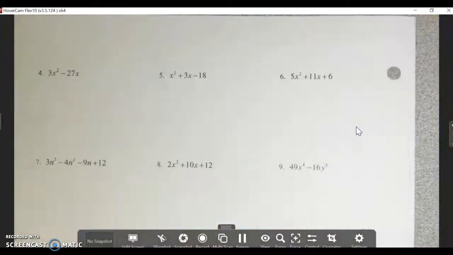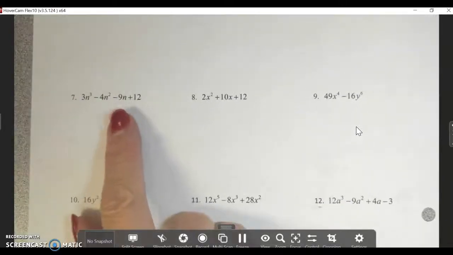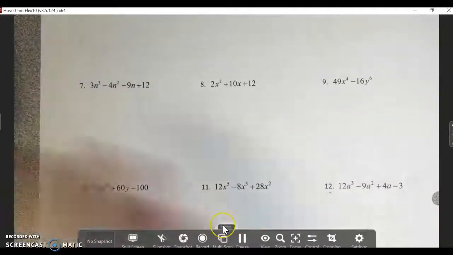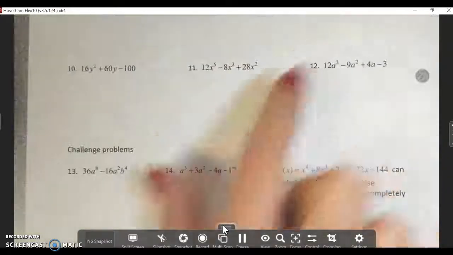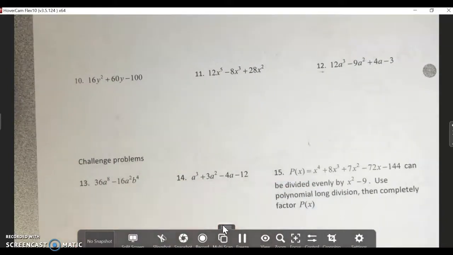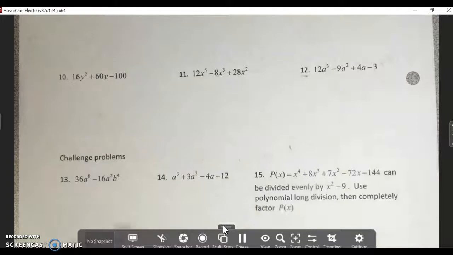Where's the first one of those we come to? Number 7. Maybe you should try number 7 right now while it's fresh in your mind and see if you can do it. All right, I'm going to stop there. You have to do through number 12. If you're getting an A in here, you should try the last 3 on your own. I did not post those answers because I want to see who can figure those out.